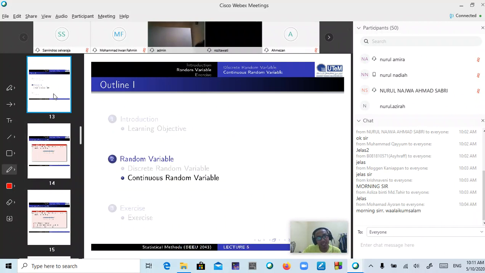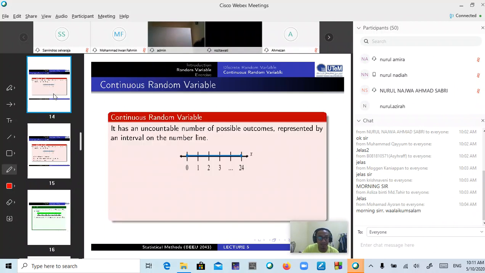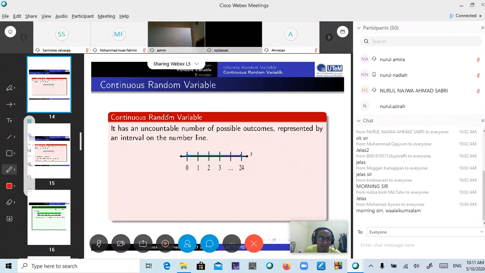So, next one is continuous random variables. What is a continuous random variable? Before this was the discrete random variable, and this one is a continuous random variable. A continuous random variable is an uncountable number, a foreseeable outcome represented by an interval. It means that it is in terms of an interval, for example, 0 until 24.